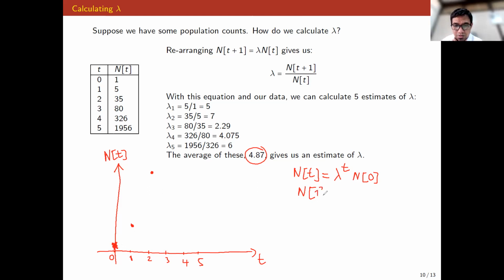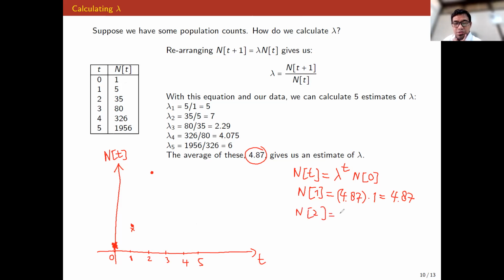Now, what about n1? According to our model, with lambda 4.87, you make it a power of t. T is 1, so it will be 4.87 times n naught. N naught is 1. So n1 is 4.87 according to our model. So our model is somewhere under this point, because this point is 5. Maybe something like this.